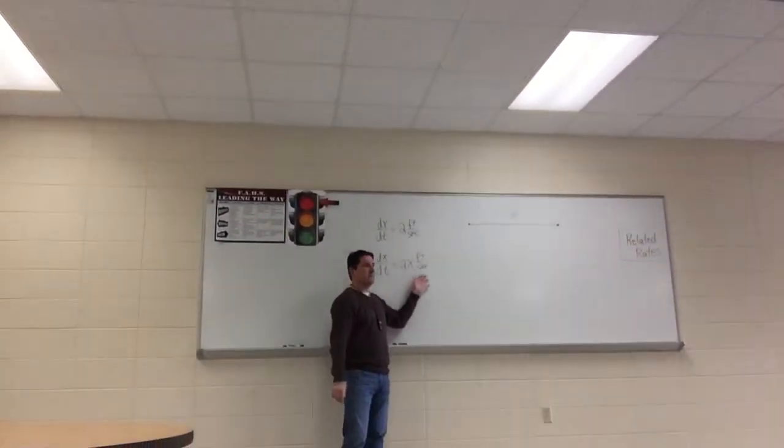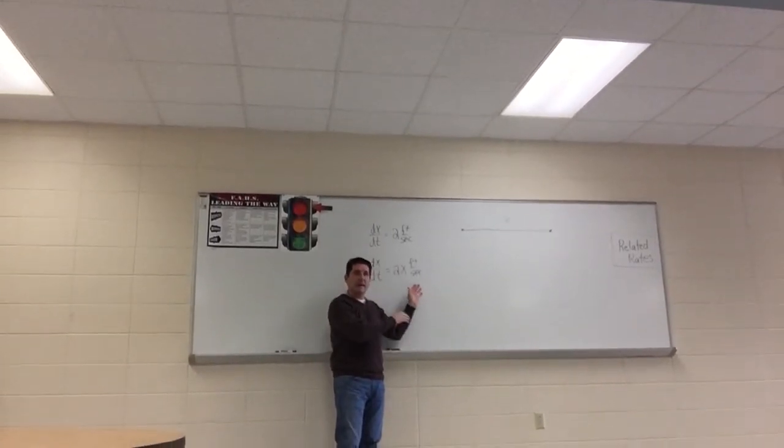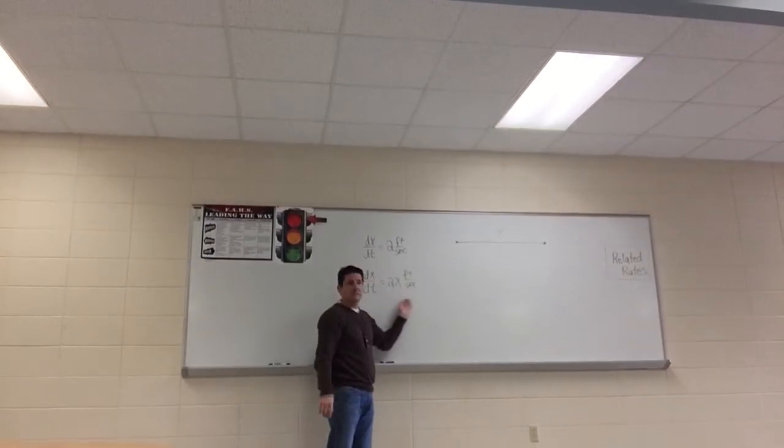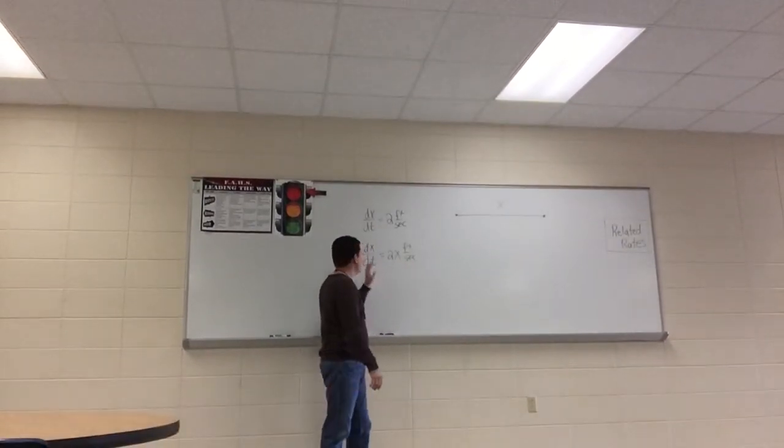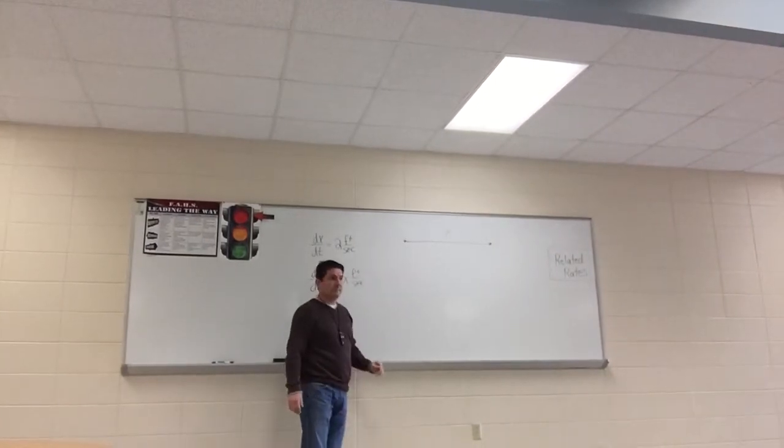This is called a variable rate, and you can have all kinds of this. You can have 2 times the sine of x. So I'm going faster and slower and faster. Slower. It can be anything. This can be any function. So this is x, and dx dt means how fast it's going.